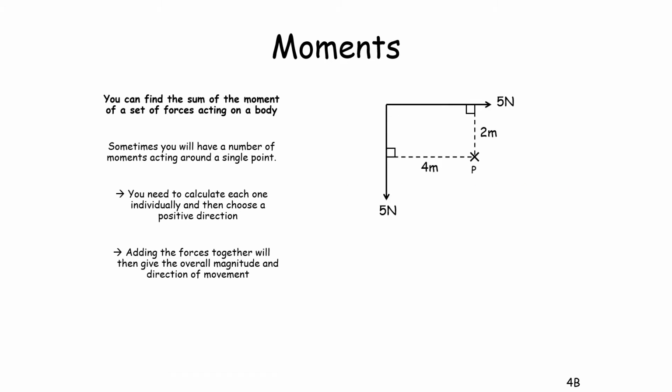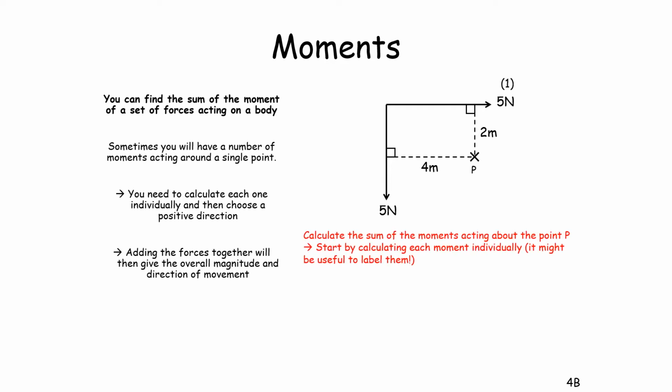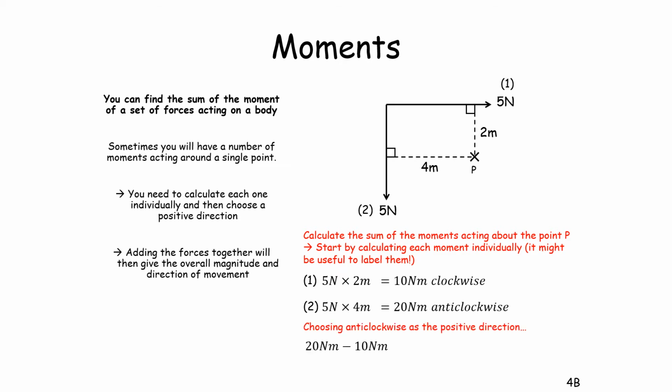So let's look at another example here. We've got the pivot P here, and we have two forces: 5 Newton, which is 4 meters away, and another 5 Newton, which is 2 meters away. If we do the same thing, label these two forces 1 and 2. For force 1, it's 5 times 2 meters, so it's 10 Newton meters, and that one is obviously going clockwise. For force 2, 5 Newton times 4 meters, so we've got 20 Newton meters anti-clockwise. So the net is 20 Newton meters minus 10 Newton meters, which gives 10 Newton meters anti-clockwise.